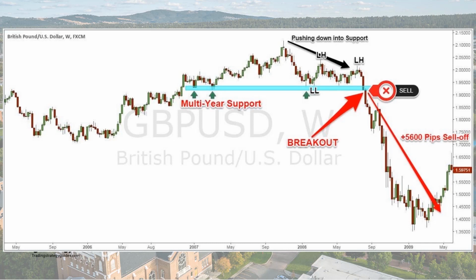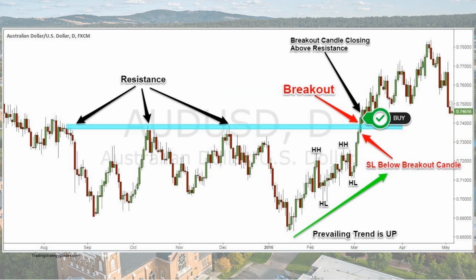Next is a long trade example on the Australian dollar US dollar daily chart. A breakout setup offers two possibilities to have an entry.